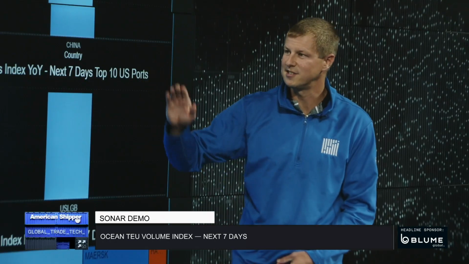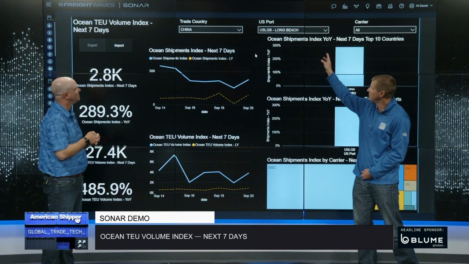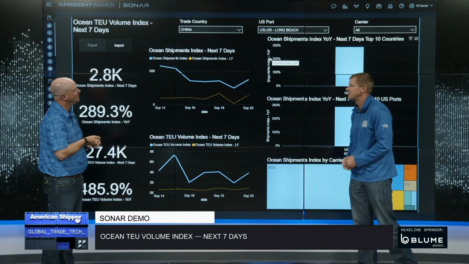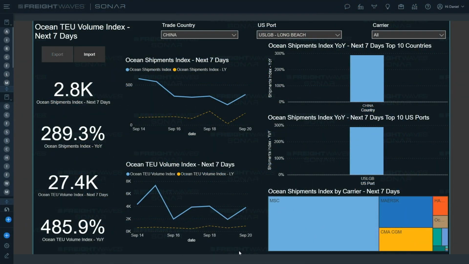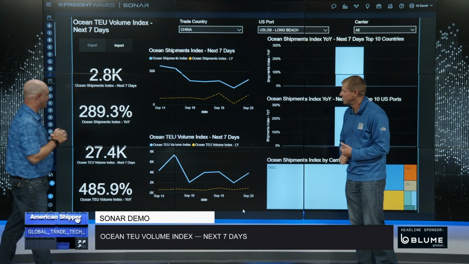So yes, exactly. From this chart right here, from China to the US Long Beach, if you're any kind of importer or shipper that handles a lot of freight coming from China into the United States, and you operate around the Port of Long Beach or Los Angeles in general, because you can have them transferred to warehouses, you can see this line right here. That's the one from last year.